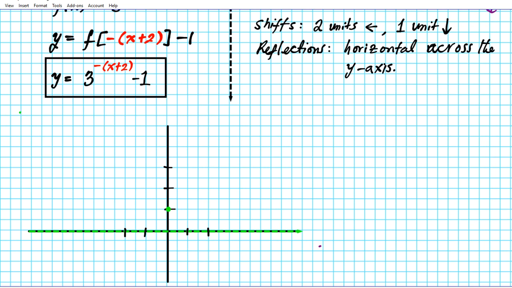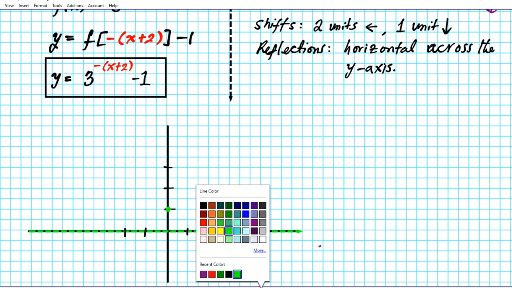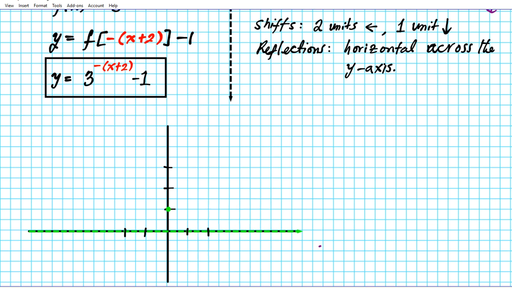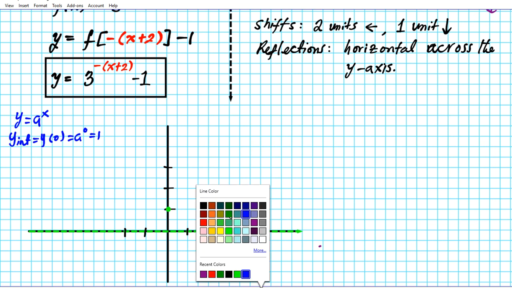Let's change the color into a different one. Let's say you have y equals a to the x, and you want to look for the y-intercept. That's y of 0, which is simply going to be a to the 0, which is just 1. So that's why the y-intercept of exponential functions of this parent form is (0, 1). Alright, so let's go ahead and sketch the graph of the parent exponential function.